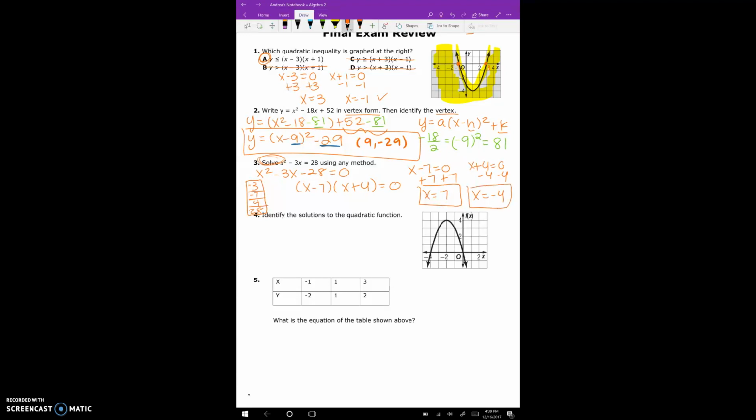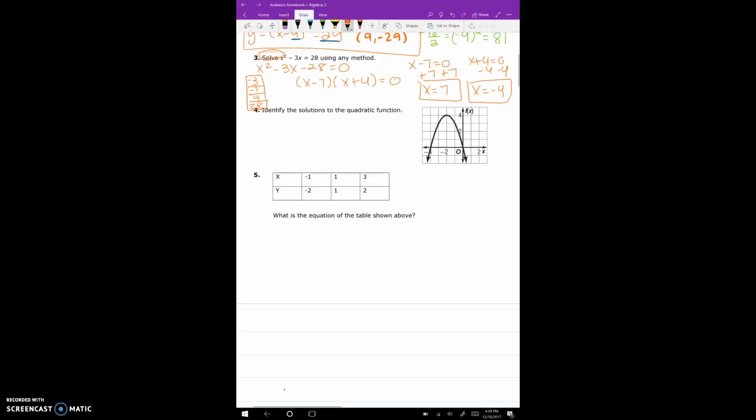Other methods you might want to try on this are completing the square, which is going to be a little tricky since your value of b is in fact odd. Or you could use quadratic formula, which always works nice and pretty if you are sure of what you're doing there. Number 4 says identify the solutions of the quadratic function.